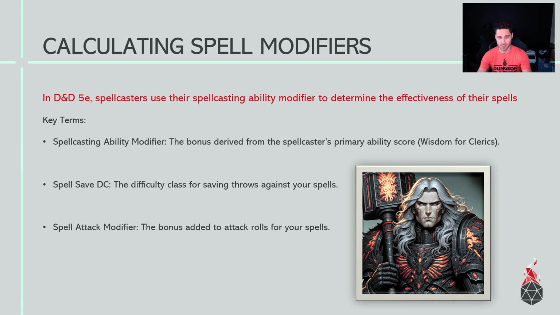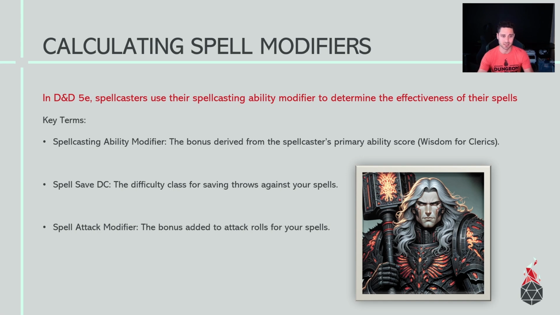So wisdom for clerics. I'm going to be using the example of my character Basilius, who I have scaled down to level 5 to make the numbers a little bit easier to use, and he is a cleric. So he will be wisdom based. The spellcasting ability modifier is just your modifier from your ability. So wisdom for clerics.